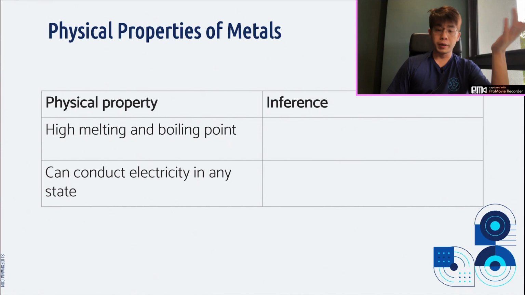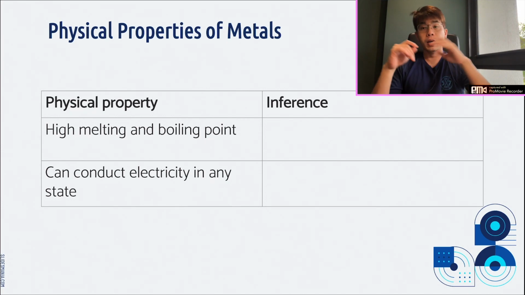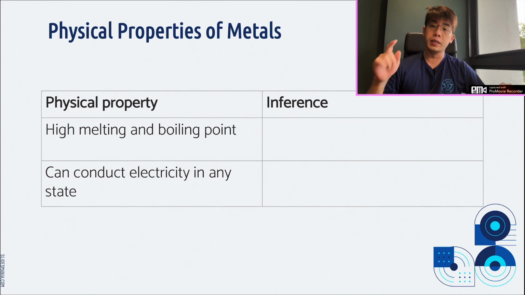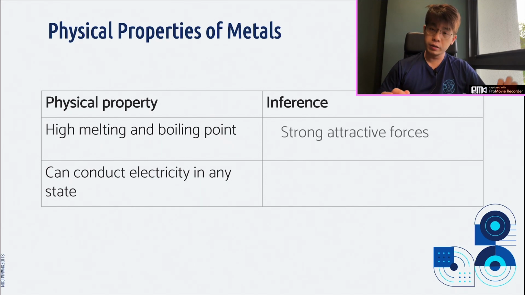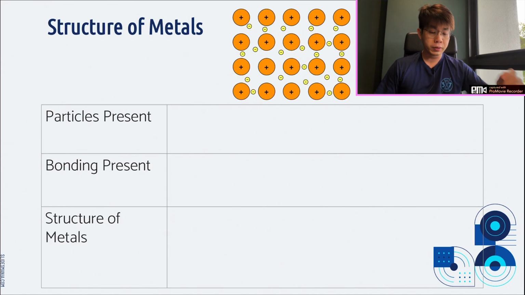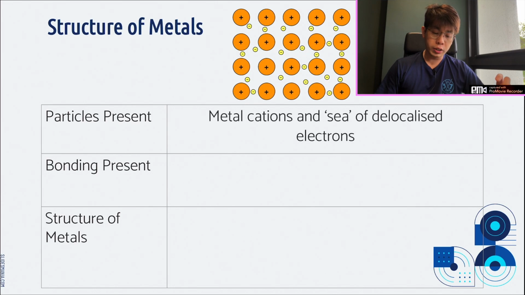So we know that all metals have a very high melting and boiling point, and we also know that every single metal can conduct electricity in any state. Why does it have a high melting and boiling point? It's because there are strong attractive forces found within metal. And why can it conduct electricity? Because there are charged particles available. So let's think, what are the charged particles that are present? The particles present are actually metal ions within a sea of electrons.